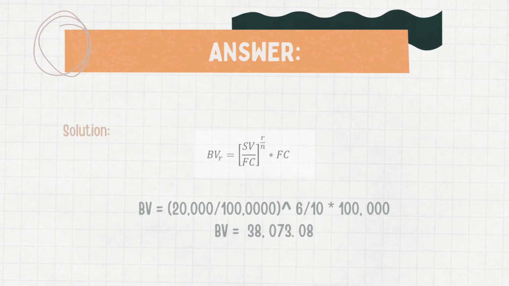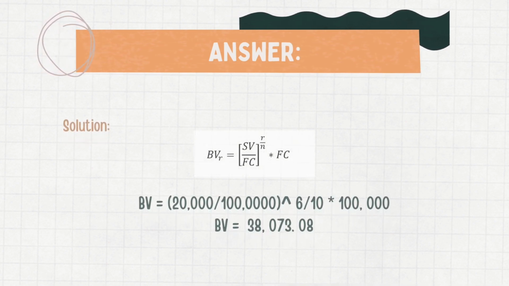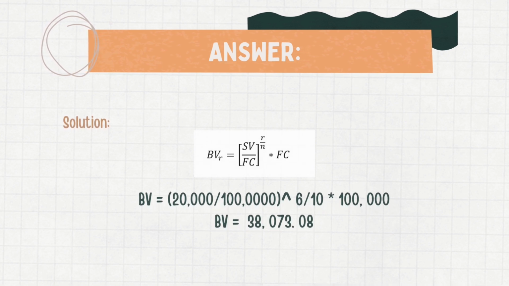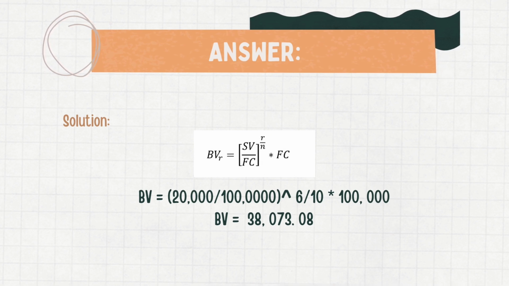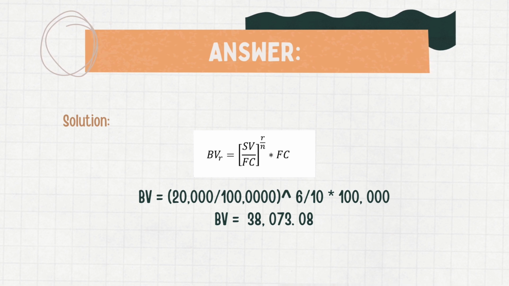In calculating the book value at R term, the formula is book value is equal to salvage value over first cost raised to R over N times the first cost. Next, do a direct substitution. Therefore, book value at the end of 6 years is equal to 38,073.08.